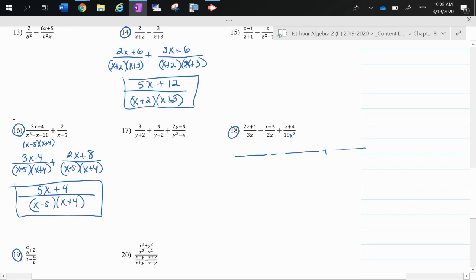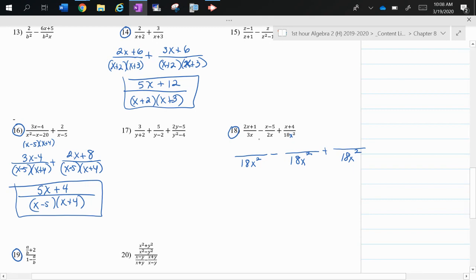So let's see, what is the common denominator between 3x, 2x, and 18x squared? So let's start with the number first, 3, 2, and 18. I think the smallest number that all these will go into would be 18. And then between x and x squared, I believe it's going to be x squared, always the larger exponent. So 18x squared is my common denominator. So I'm going to add all these together all at the same time.